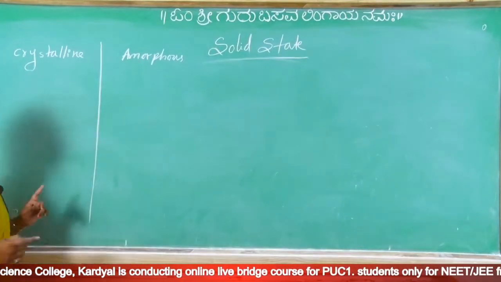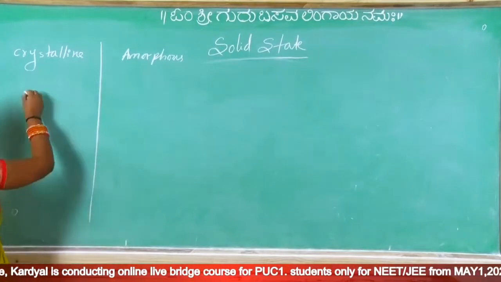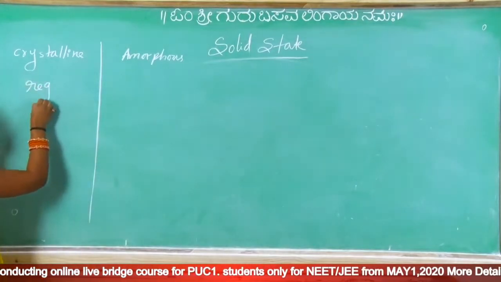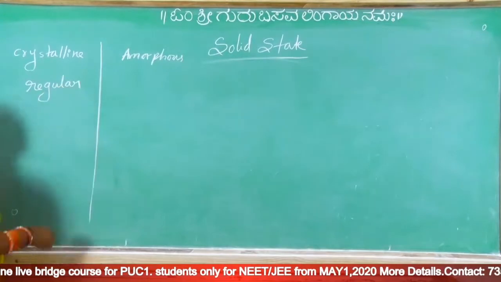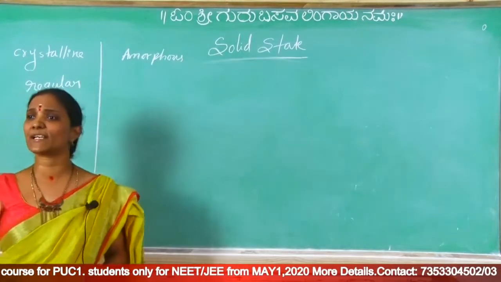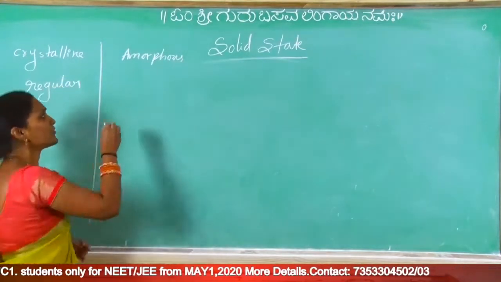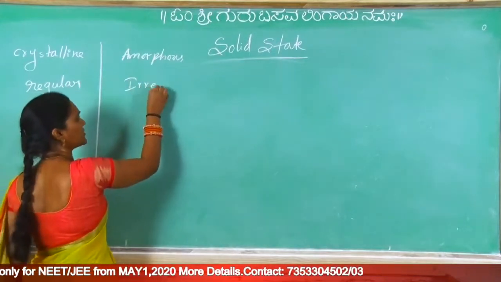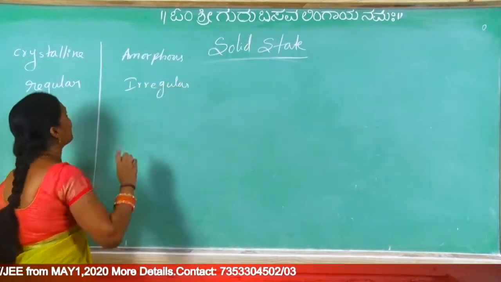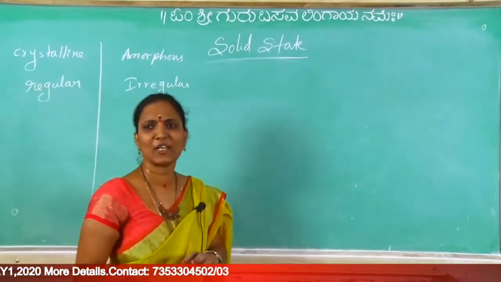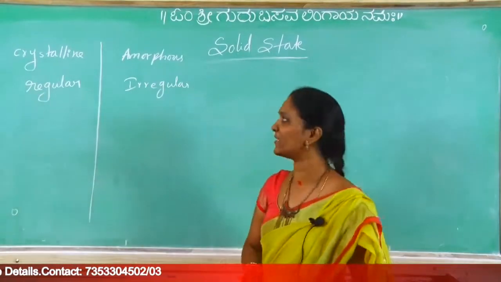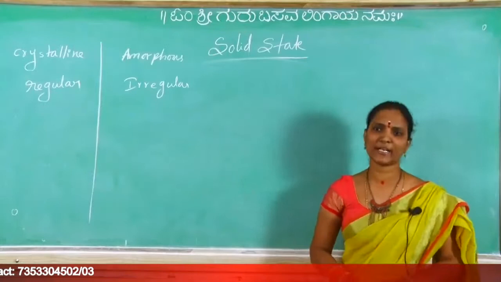So now crystalline solids. In crystalline solids, all constituent particles are arranged in regular order. In amorphous solids, irregular arrangement. First point: regular arrangement versus irregular arrangement. For example, sodium chloride crystal.